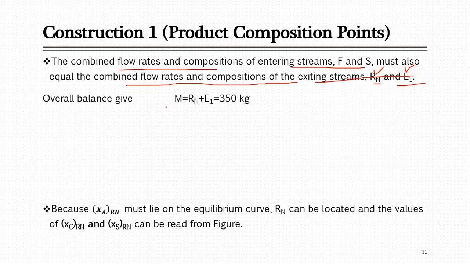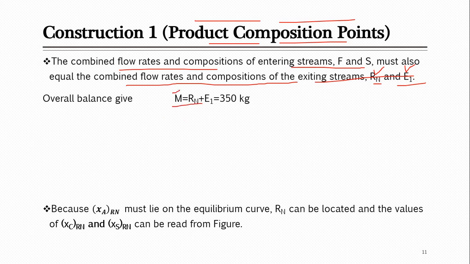When you apply the overall balance on this system, because we are now looking for raffinate and extract, we have to locate them on the diagram, as well as look for their composition. We will also be looking for their amounts in this stage. In order to get that, you can apply the overall material balance first.